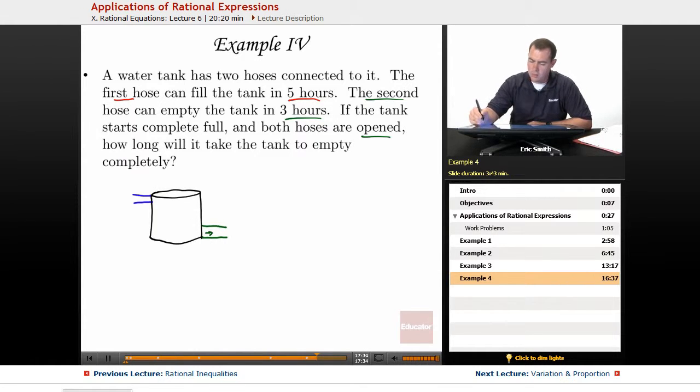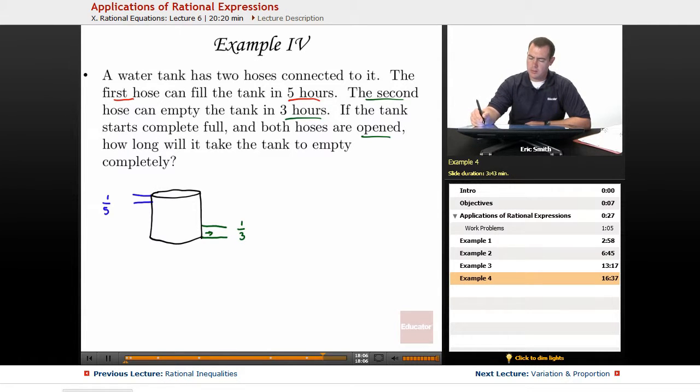Now the hose that is going in can fill the tank in 5 hours. So that means if we just leave it on, every hour 1/5 of that tank will fill up. So I know its rate, 1/5. Now if I look at emptying the tank, it's a much smaller time to empty it, 1/3. So if I really did have them both open, I would know that the second one would be able to empty the tank, since it empties faster than the first one can fill it.